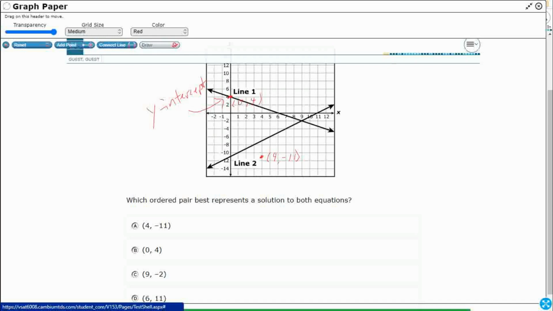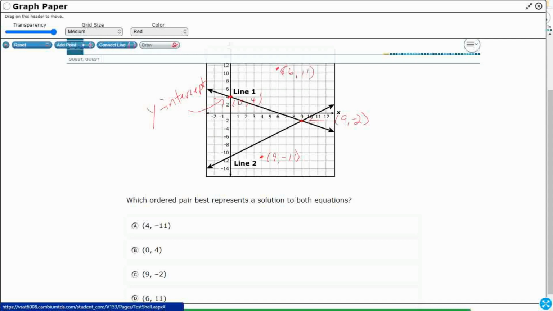I've got 9, negative 2. All right, so take a look at that. That is actually interesting. That's right where both of those lines look like they intersect. And then I've got 6, 11, and so that is way up here and has nothing to do with anything.